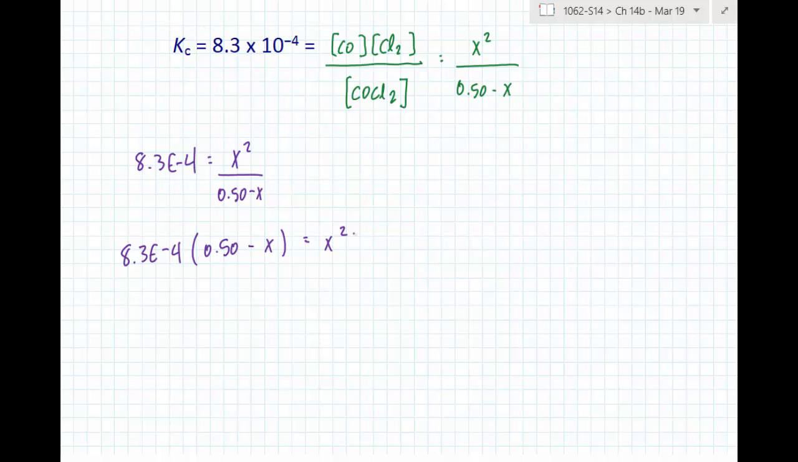What is 8.3 times 10 to the minus 4 times 0.50? You can almost do that in your head. 4.15, yep. Minus, and since that's just an x, it has the same value, 8.3 times 10 to the minus 4 x squared.